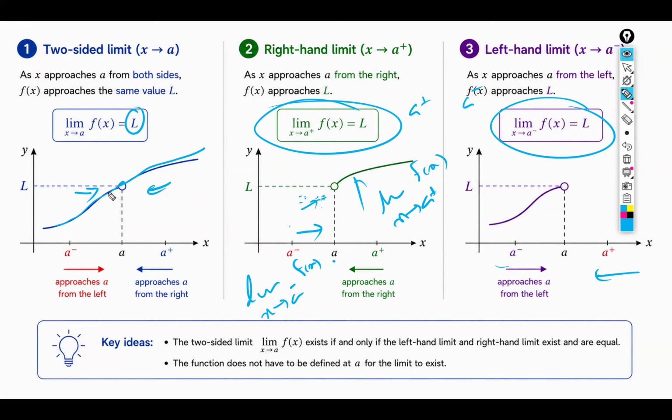So there are situations where we have a two-sided limit. There are situations where we have only a left limit. There are only right limits and so on. Okay.